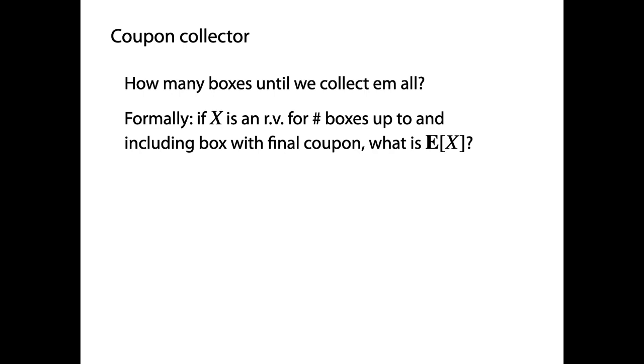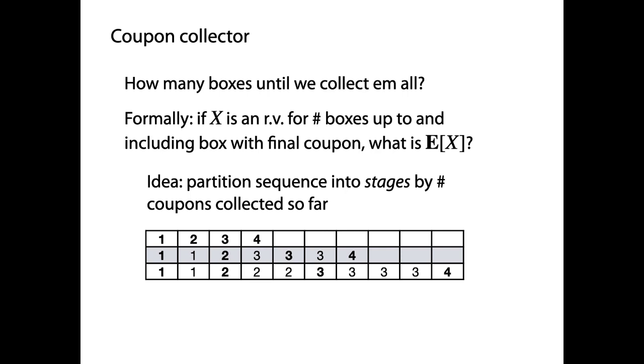In other words, the process is divided up into what we might call stages by the number of coupons that we've collected so far. For example, at the outset I'm in stage 0. Once I've collected the first coupon, the first draw always yields a new coupon, so the probability that we get a new coupon in the very first draw is 1. So that first stage is done immediately upon the first draw.